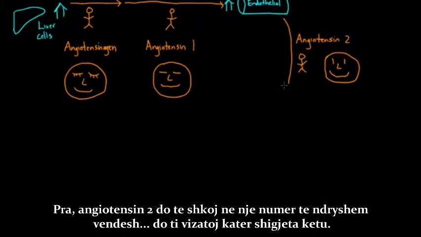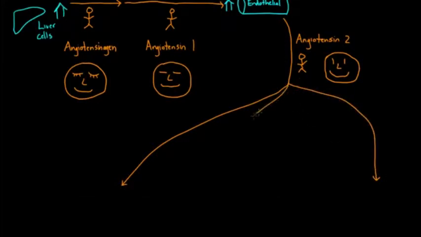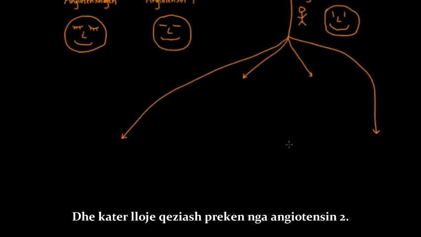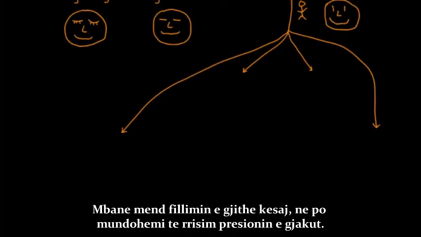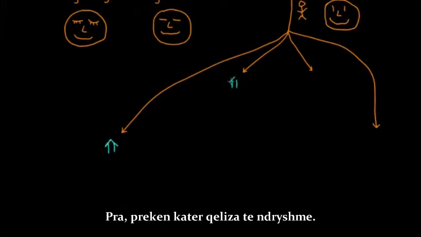So angiotensin 2 will go out to a number of different places. I'm going to draw 4 arrowheads here. 1, 2, and then 2 in the middle here. 3, let's do 4. And so it goes to 4 places, and 4 different cell types are affected by angiotensin 2. Now keep in mind, at the beginning of all this, we're trying to raise blood pressure. So just keep that thought in your head.